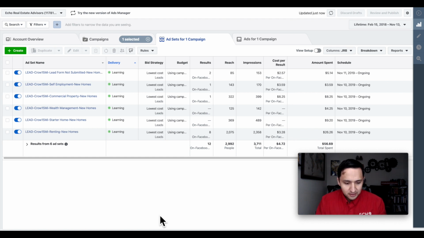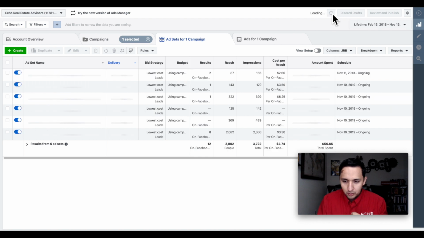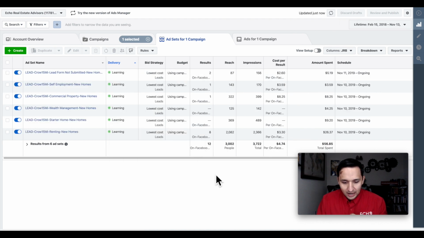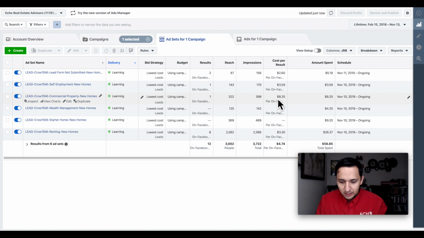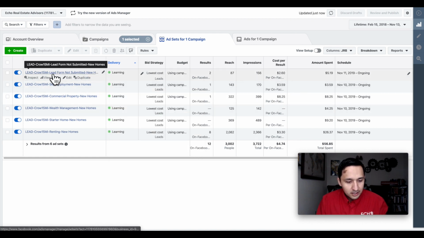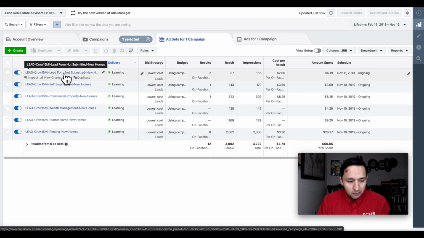So let's look at the numbers as we have them. Let me update real quick. We are at 12 leads in at an average of $4.74. The least expensive one for us was $2.60. And then the most expensive lead was $8.25. As you can see, the lead form not submitted.